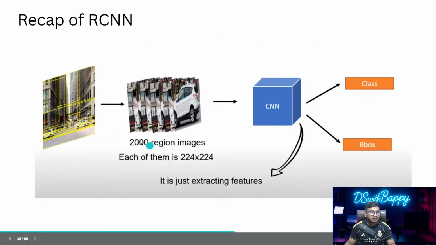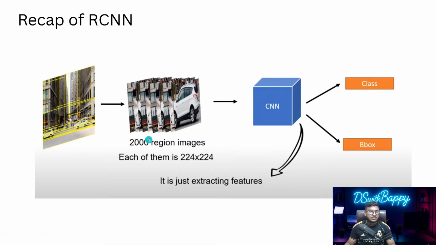I was talking about 2000 region images we used to take from the image, and each image dimension is 224 by 224. These images we used to pass to the CNN architecture. What is the task of the CNN? It will extract the features from all the 2000 images. The execution time this architecture takes is very huge, because at the end it has to process all 2000 images. Just consider passing 2000 images through a single CNN architecture: what would the processing power be, and how much time would it take? That's why we are not going to use RCNN.